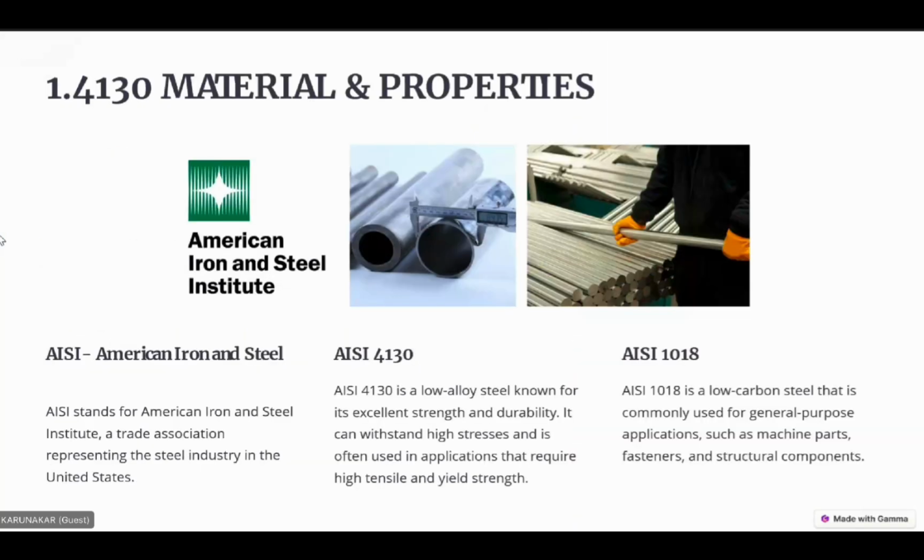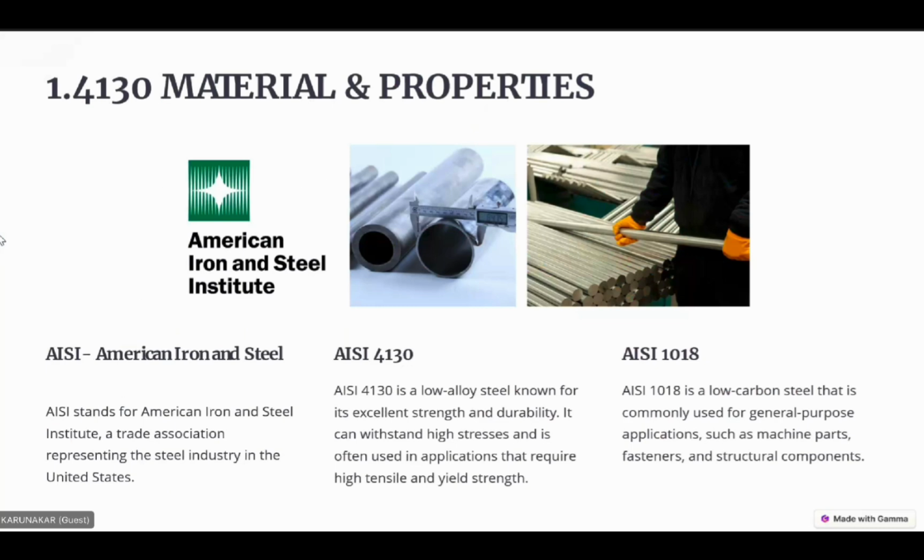Moving on to the next slide, 4130 material and its properties. Before discussing 4130 material and its properties, let's see which steel this 4130 is from. 4130 is an American Iron and Steel Institute designation, a trade association representing the steel industry in the United States.